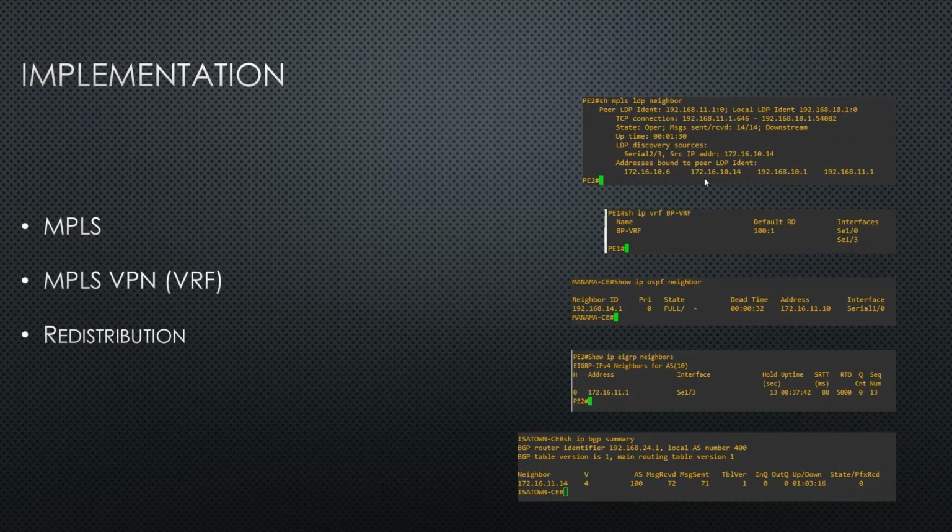MPLS is a data forwarding technology that increases the speed and controls the flow of network traffic. With MPLS, data is directed through a path via labels instead of requiring complex lookups in a routing table at every stop. I implemented MPLS between the ISP routers.